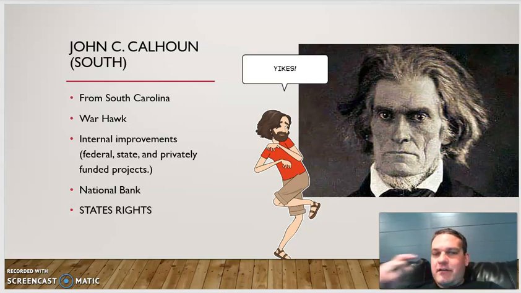Calhoun, he's from South Carolina. He's a Southern guy. He's going to be all about sectionalism. Man, check out that neck beard this dude has. I mean, check that out. It's got to be irritating.